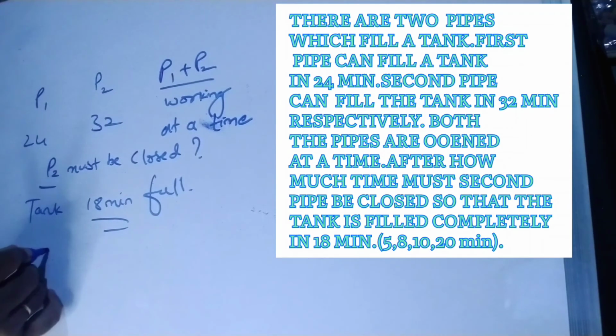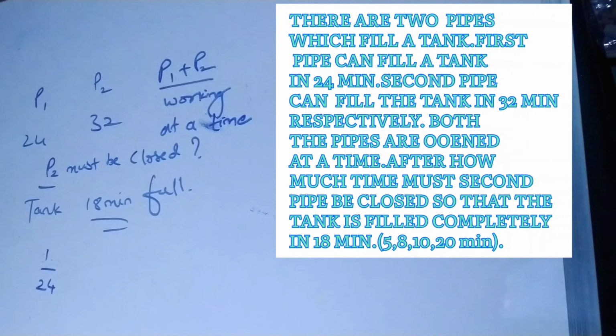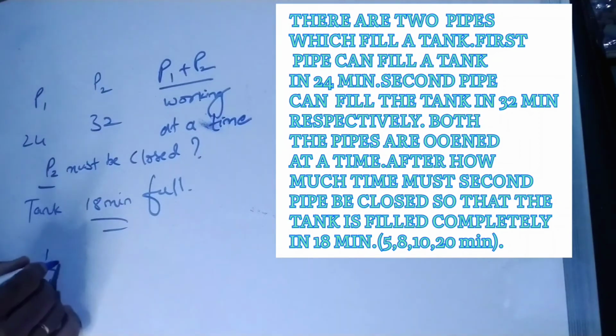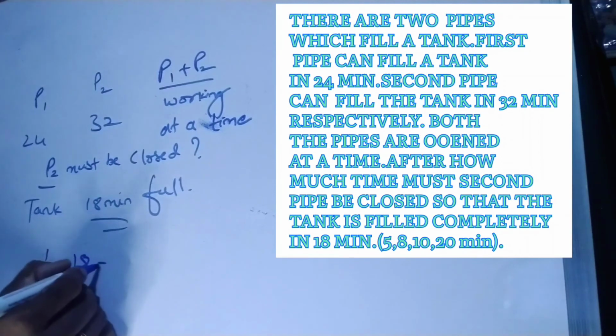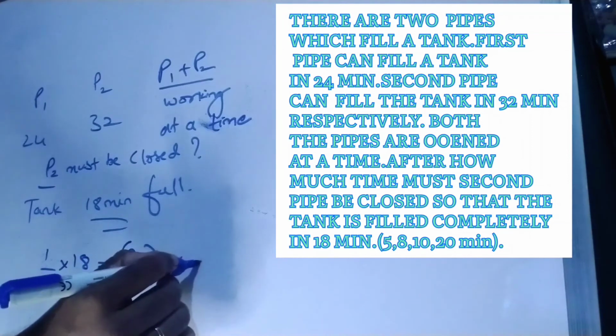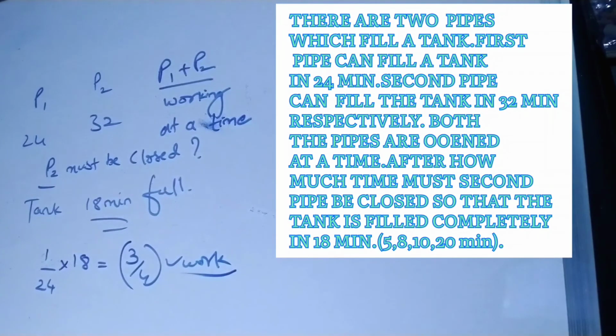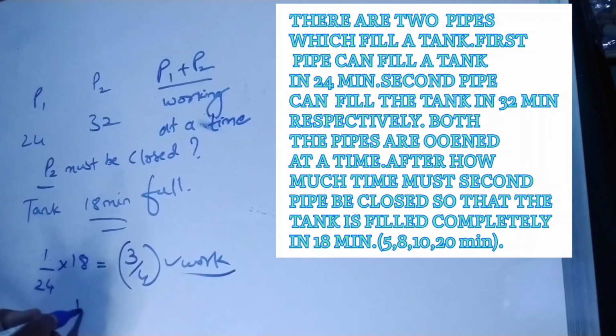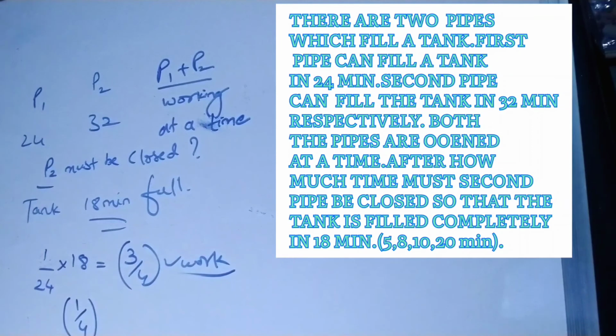P1 in 1 minute will do 1 by 24 of the work. Because the tank is filled in 18 minutes, P1 will work for 18 minutes, and P2 will work for some X minutes. In 18 minutes, P1 does 18 by 24, that is 3 by 4th of the work. So 3 by 4th of the tank is filled by P1 in 18 minutes. Remaining is 1 by 4th of the tank.